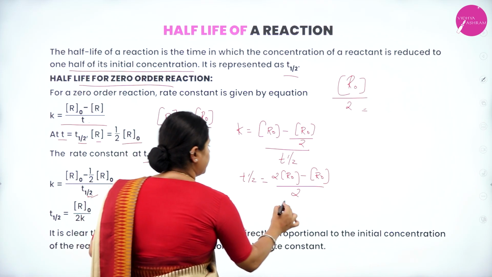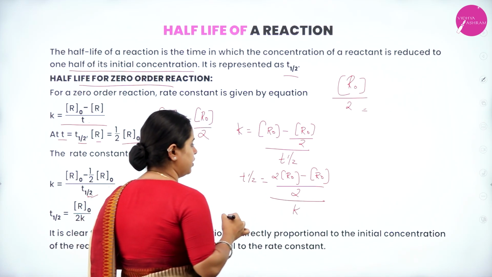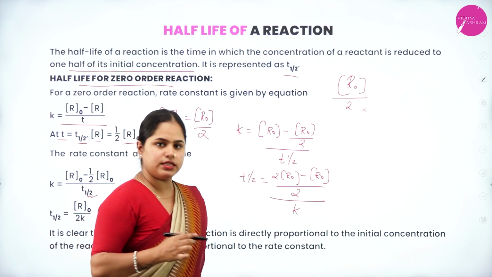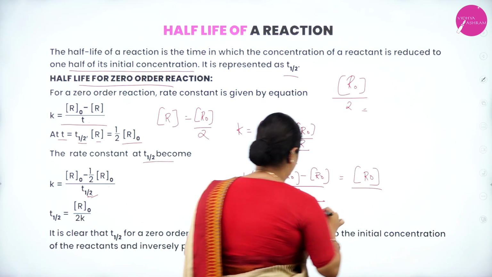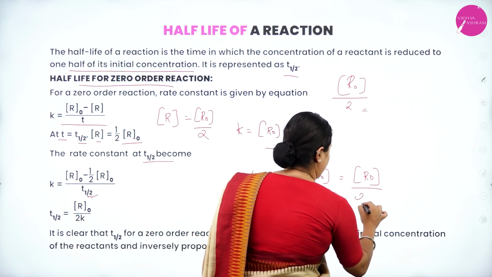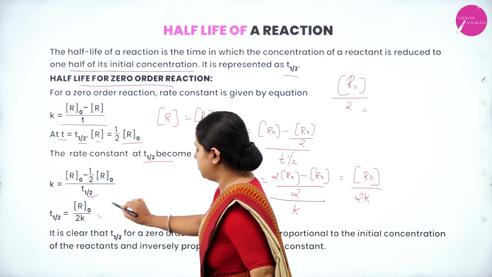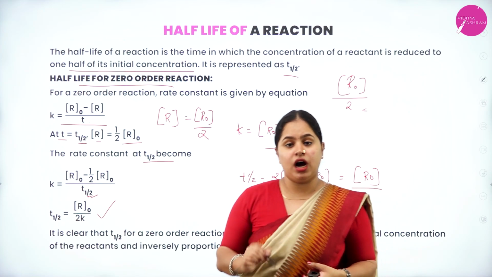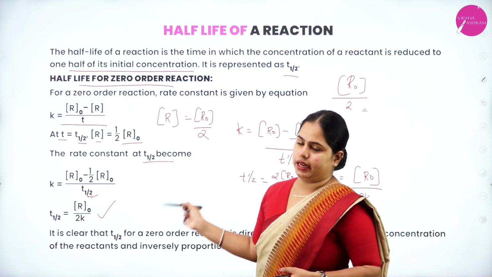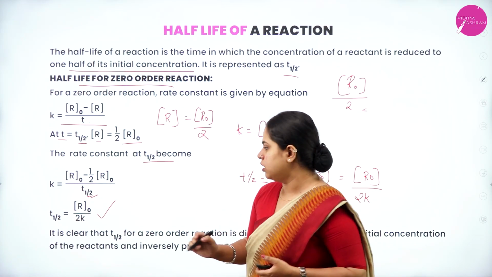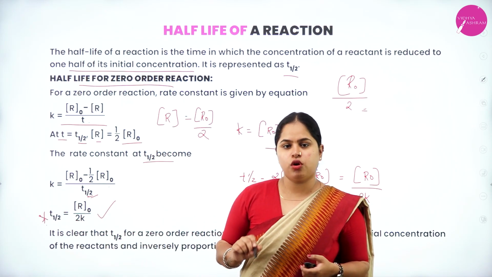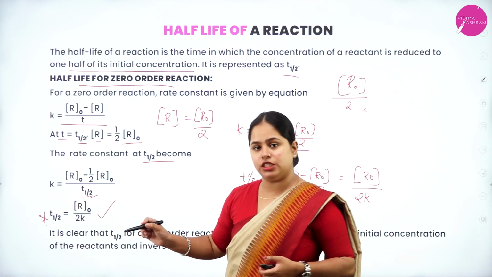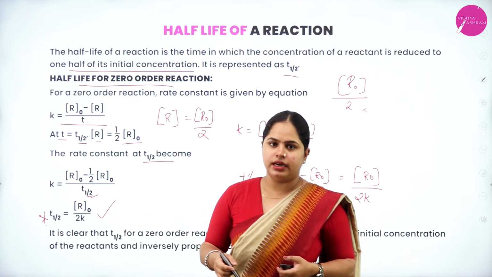And divided by K you will have, right? So what is 2R0 minus R0? It is just R0. So you will have one R0, and you have a 2 and K here. So R0 by 2K will be the equation for finding half-life for a zero order reaction. It is different for a first order reaction. So this is a very important equation to remember. T half is equal to R0 by 2K, where R0 is the initial concentration and K is the rate constant.